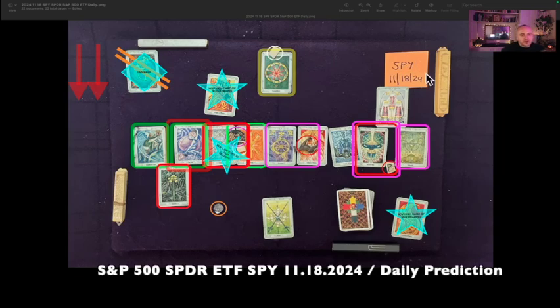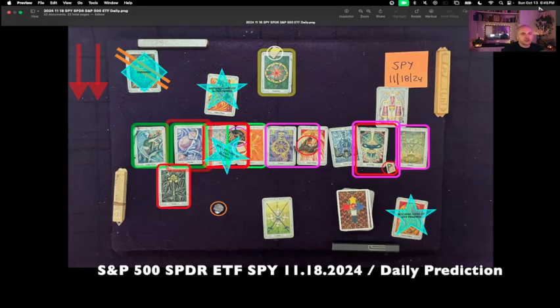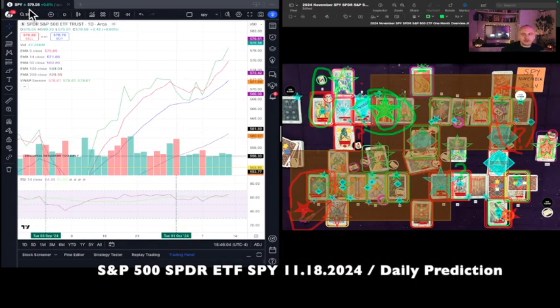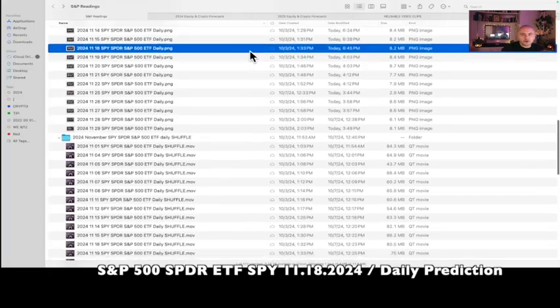This is the S&P 500 SPDR ETF SPY one-day reading for November 18th, 2024. It's currently October 13th, 2024, 6:45 p.m. Eastern Time. SPY at the time of this reading is $579.58 USD. The shuffle video for the November 18th reading was created on October 3rd, 2024 at 1:33 p.m.